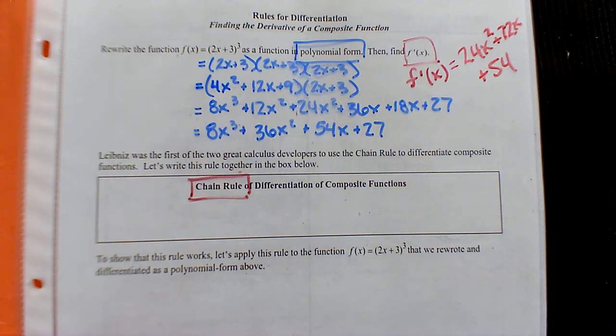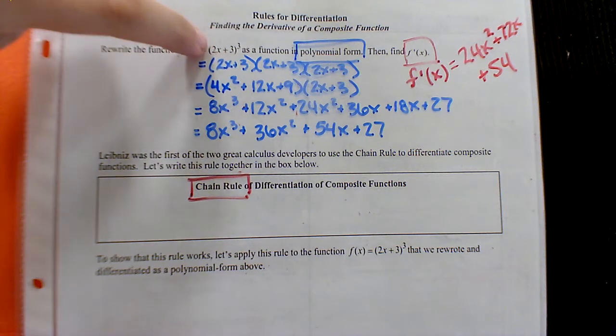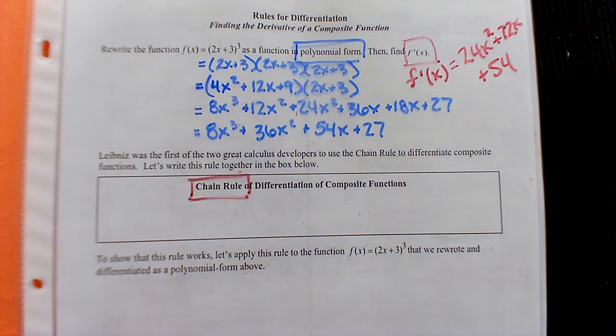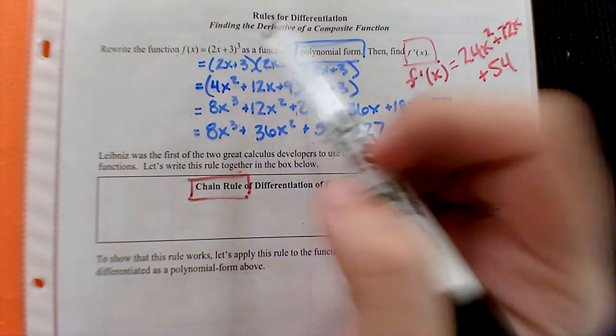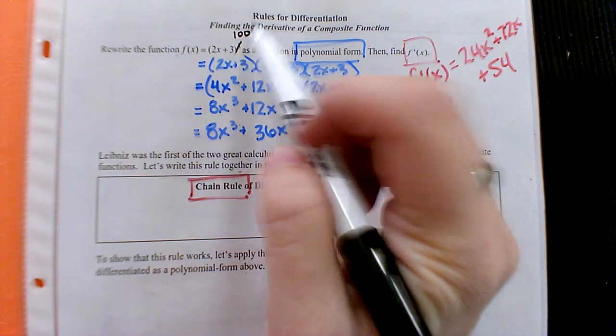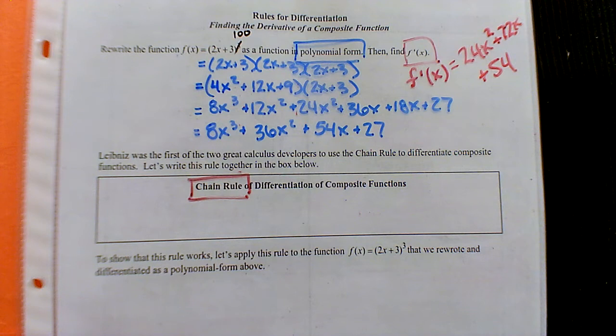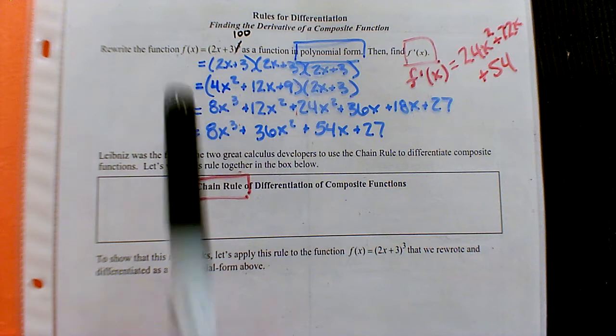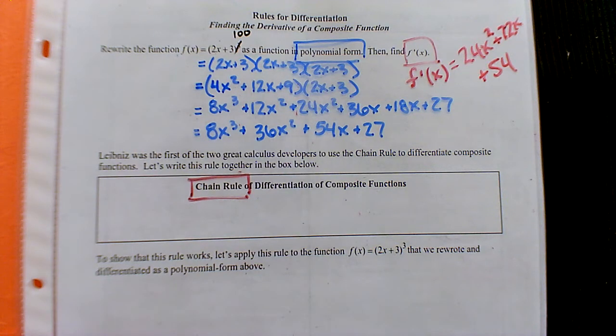Okay, we talked about how if you're dealing with a polynomial, you can expand it and then simplify to help you find the derivative. Let me ask you this though. What if I were to take that same 2x plus 3 quantity and instead of a power of 3, I changed it to 100? Would you guys really want to do the same process we just did? Nope. No, I wouldn't either, okay?